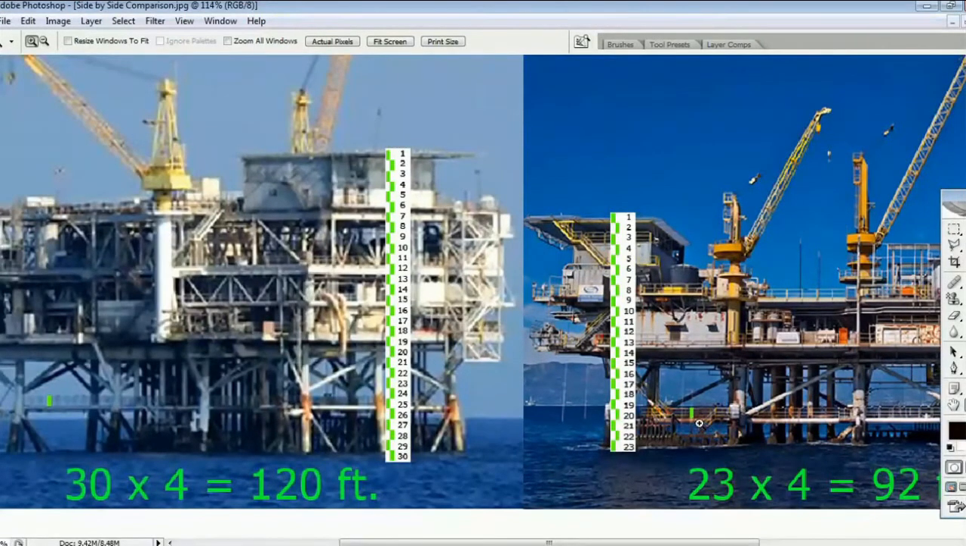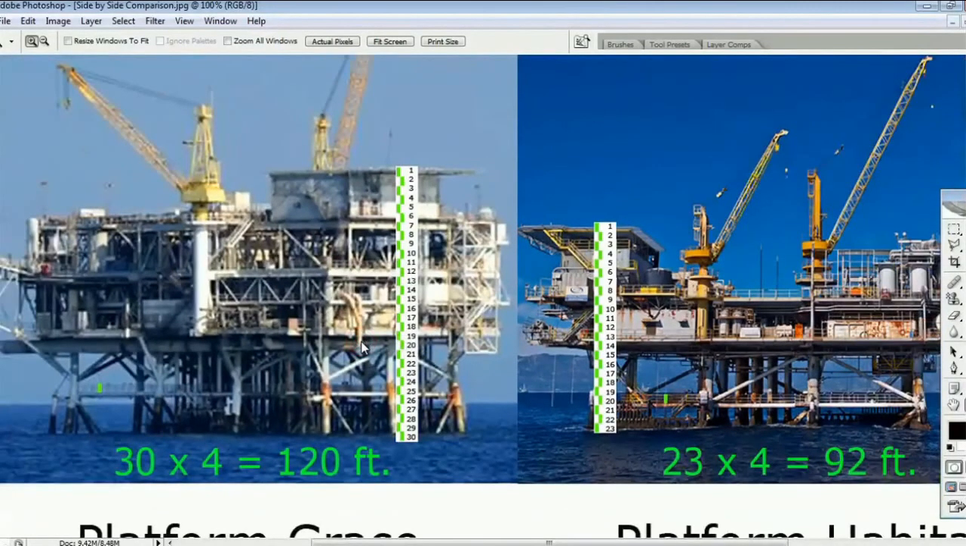And you can see that there are 23 of these 4-foot sections on Habitat, and that comes out to 92 feet. It's actually maybe a little bit higher, sticking up higher, and Habitat is supposed to be 90 feet, and that's the helipad right there. So you do the same thing with Grace, with the same little green bar, and 30 times 4 is obviously 120.